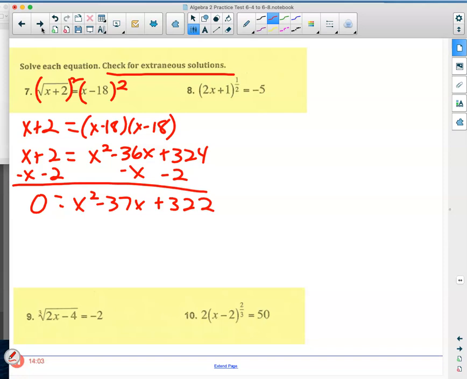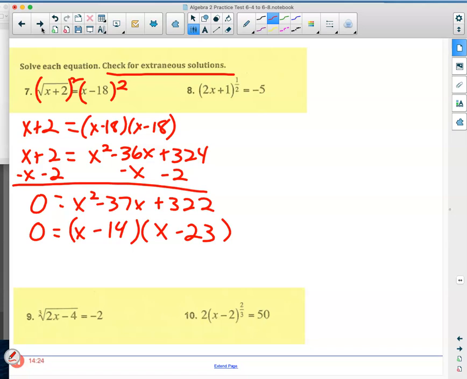It's not a perfect square trinomial. You're just going to have to sit and work on this one a little bit until you can figure out what those numbers would need to be. And it ends up being negative 14 and negative 23. Those two numbers multiply to 322, and they add to negative 37.